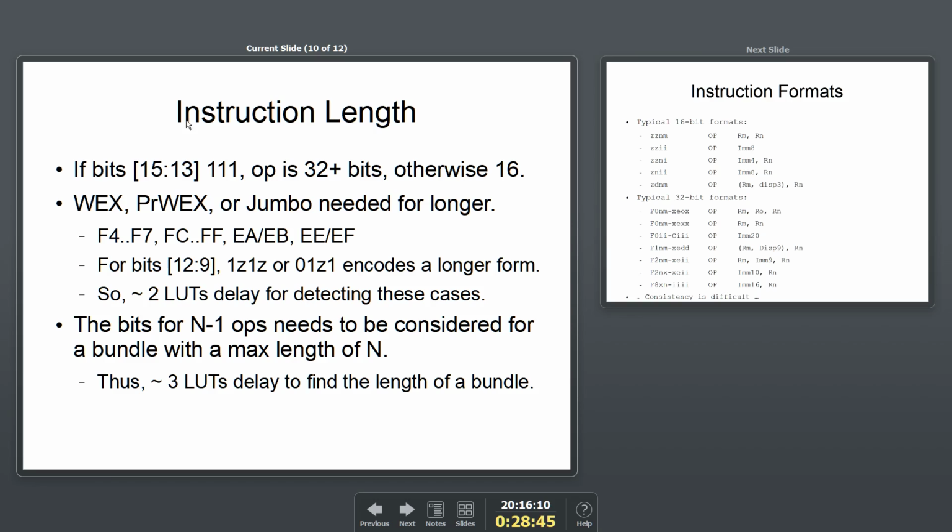So instruction length is not that complicated in terms of implementation. If the high 3 bits are ones, then it's 32 or more bits, otherwise it's a 16-bit instruction. As noted, in the basic encoding it's either 16 or 32, but the 32 plus is because you can have WEX and Jumbo prefixes, which potentially count as longer instructions, depending on how you count it. So WEX, PrWEX, or Jumbo are needed for longer than 32 bits.